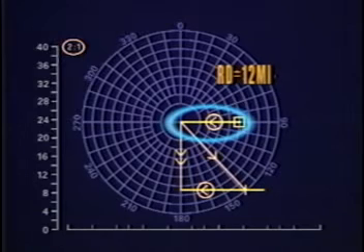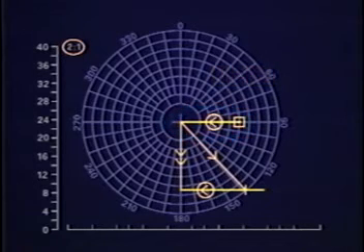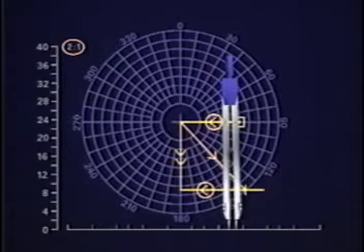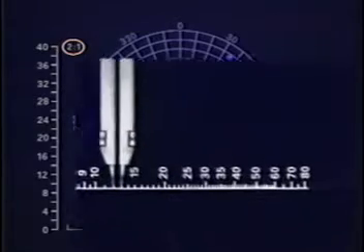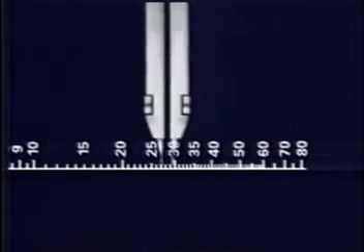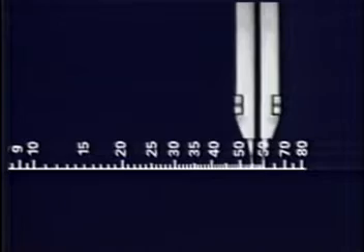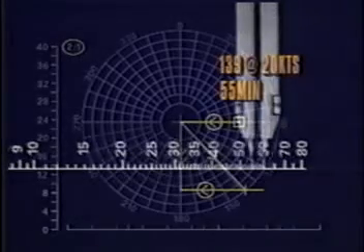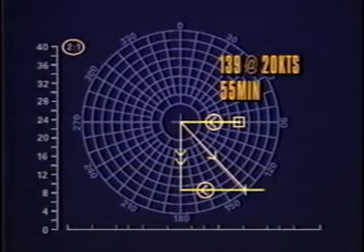Knowing that the relative distance is 12 miles and the relative speed is 13 knots, we can use the logarithmic scale to find out how long it will take to complete the maneuver. In this case, 55 minutes. Your report to the officer of the watch is course to steer 139 at 20 knots, time 55 minutes.